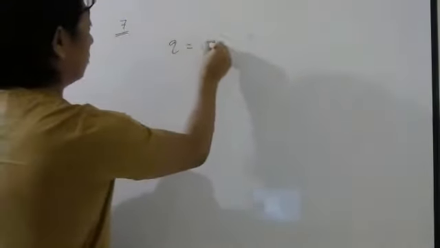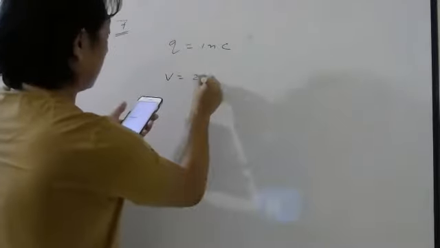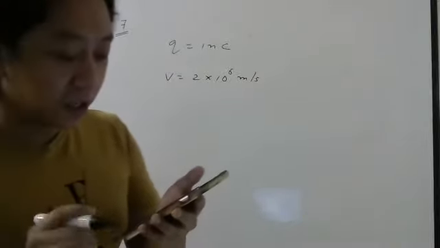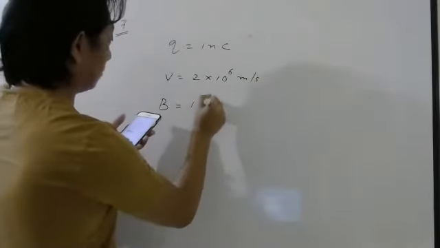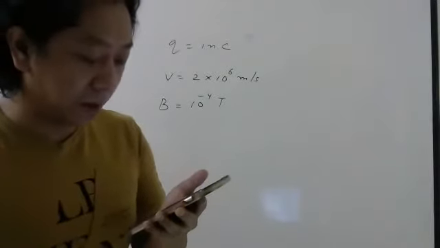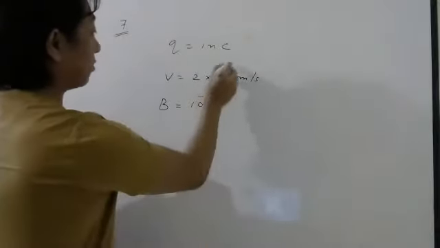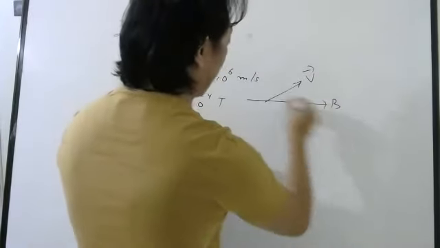A particle carrying a charge of 1 nanocoulomb, so Q equals 1 nanocoulomb, having a velocity 2 into 10 power 6 meter per second, enters a region of magnetic field of magnitude 10 to the power minus 4 Tesla. If the direction of magnetic field makes an angle of 30 degree with the direction of motion. Direction of motion means what? Velocity. So the charge is moving in this direction. Magnetic field is applied at 30 degree, they are saying.